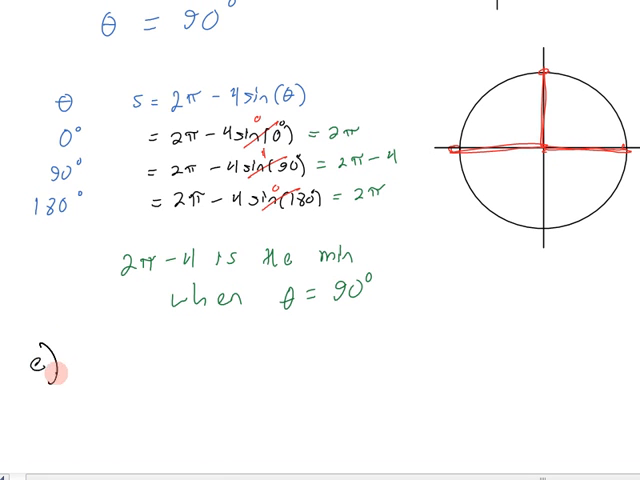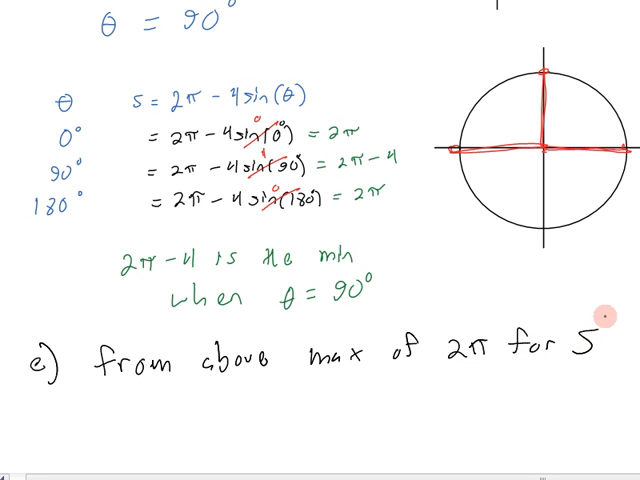So for part E, what we'll do is we'll just look at the values that we already had and we'll find which are the maximum. So we'll say from above, we have a max of 2 pi for the area. And it occurs when theta is equal to 0 and 180 degrees.